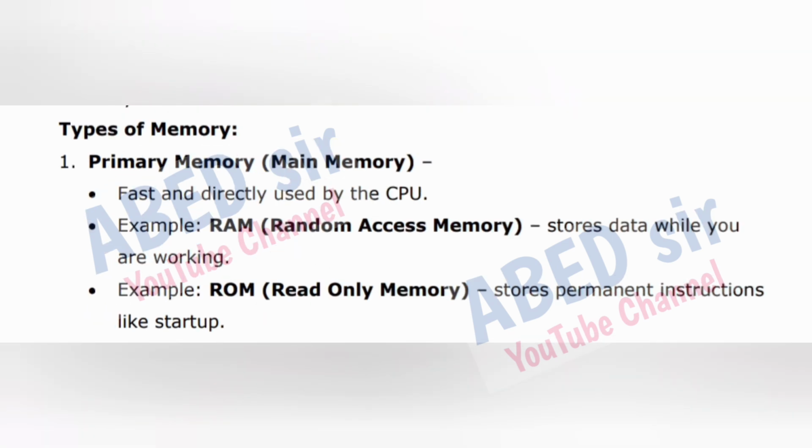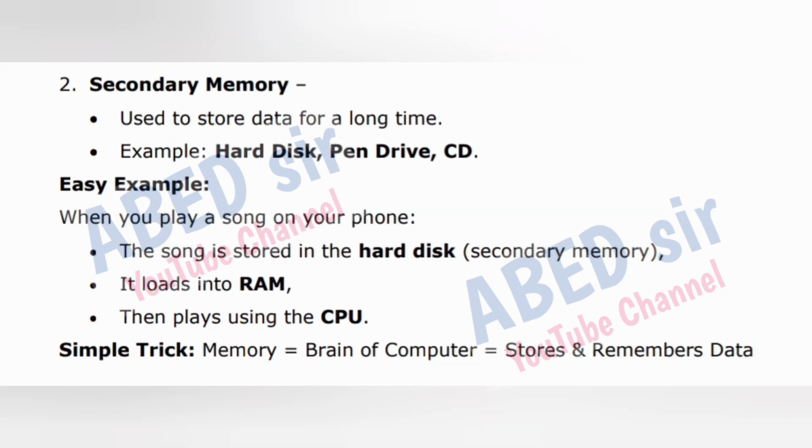Types of memory. 1. Primary memory, main memory. Fast and directly used by the CPU. Example, RAM, random access memory, stores data while you are working. Example, ROM, read-only memory, stores permanent instructions like startup. 2. Secondary memory. Used to store data for a long time. Example, hard disk, pen drive, CD. Easy example: when you play a song on your phone, the song is stored in the hard disk, secondary memory. It loads into RAM, then plays using the CPU. Simple trick: memory is the brain of the computer, it stores and remembers data.